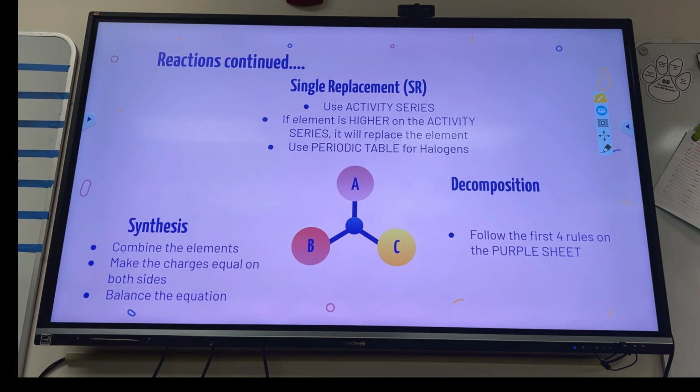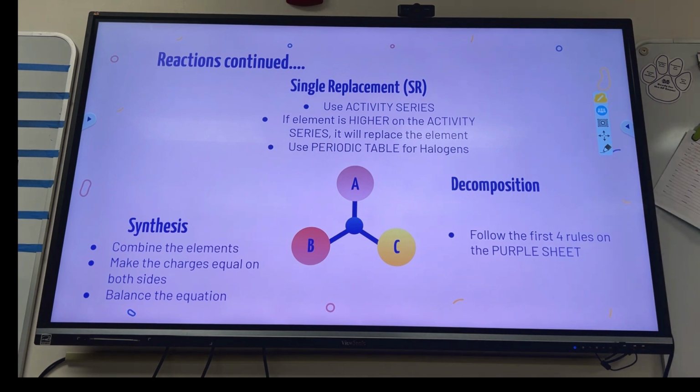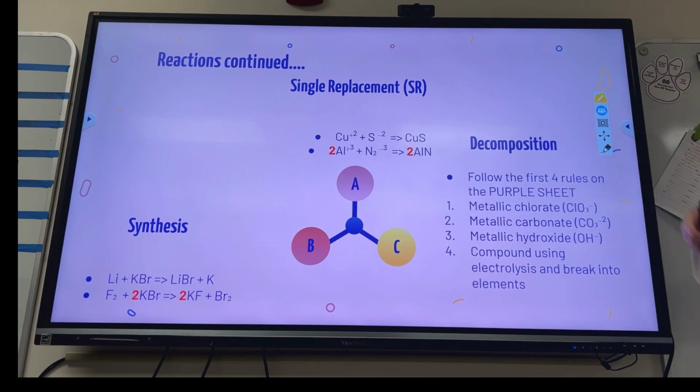So if you have an element being added to some other compound, you need to determine if that candidate metal is above or below it on the activity series to see if something will happen. There were some similar rules for decomposition. You need to follow the sheet and figure out what this particular thing will become on the other side. And for synthesis, remember our examples where hydrogen plus oxygen yields water, sodium plus chlorine yields sodium chloride, and so on and so forth. So we have some examples here.